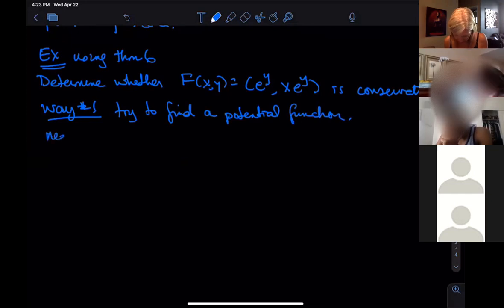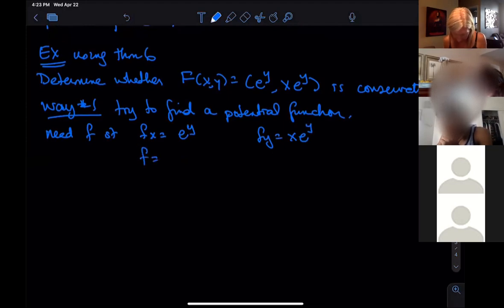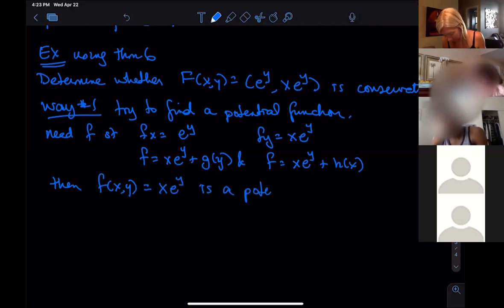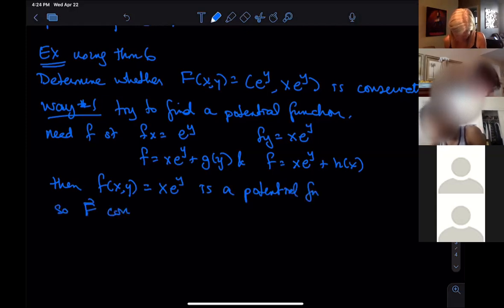So let's see, you would need a little f so that f sub x is e to the y and f sub y equals x e to the y. Well, in this case, little f would be x e to the y plus any function of y. And in this case, f would be x e to the y plus any function of x. And hey, there is a potential function then. Okay, so that's one way to do it.